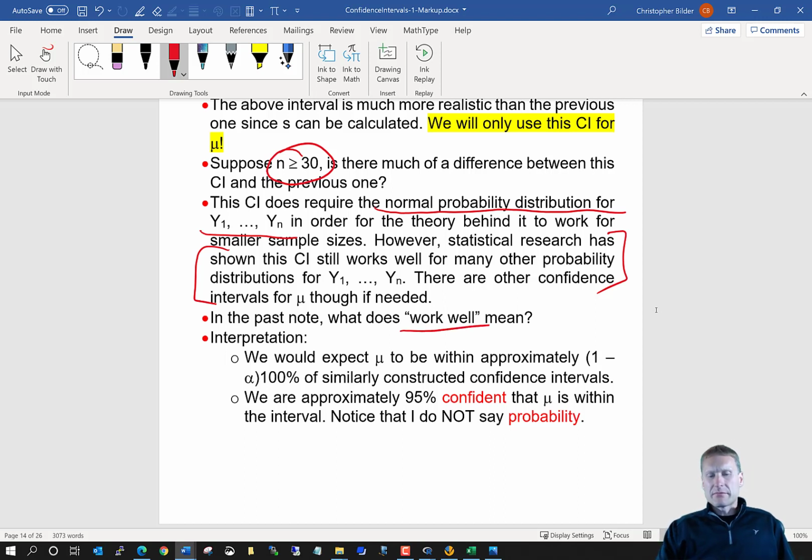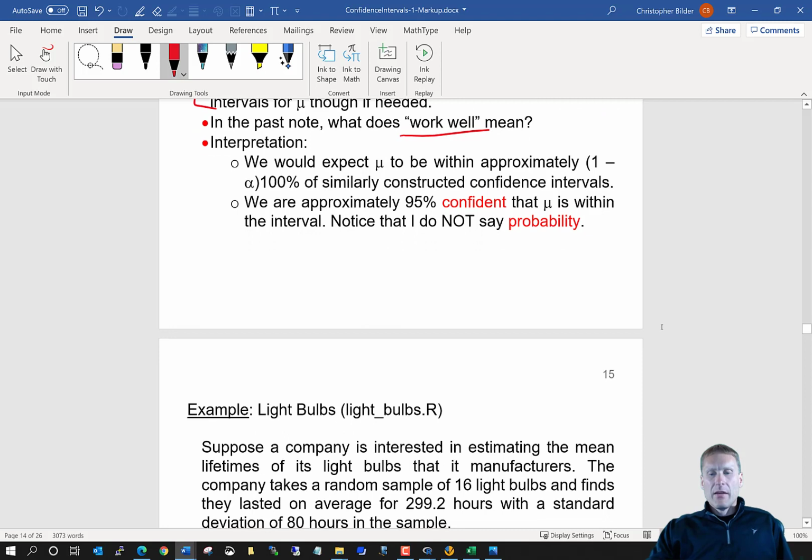It works well. Well, what do I mean by it works well? This is what I mean. Suppose I go out and take a sample, calculate y bar, calculate s, calculate my interval. Suppose I go out and take another sample, do the same thing. Suppose I go out and take another sample, do the same thing. I repeat this many, many times. What you will find is that 1 minus alpha times 100% of those intervals that you've calculated will contain the population mean. That's what I mean by it works well.